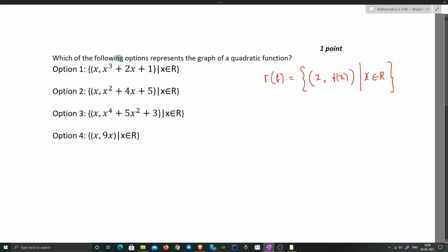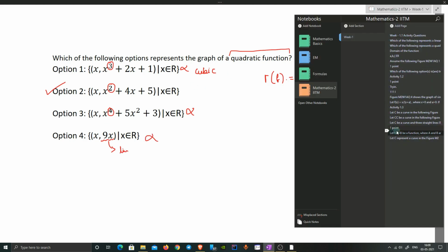They're asking us for a quadratic function. So after the comma, which of the following options has a quadratic equation? The first option has a degree of 3, so this is not a quadratic function, this is a cubic function. The second option has degree 2, so this is a quadratic equation, so option 2 is the right answer. What about option 3? Option 3 has degree 4, so this is not a quadratic function. For option 4, after the comma we have a linear equation, so this is also not a quadratic function. So option 2 is the right answer.